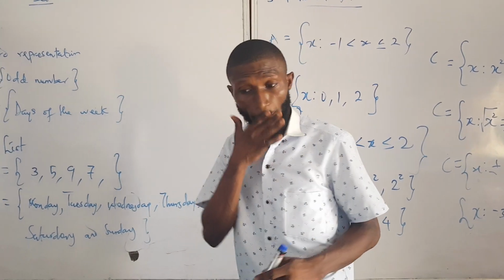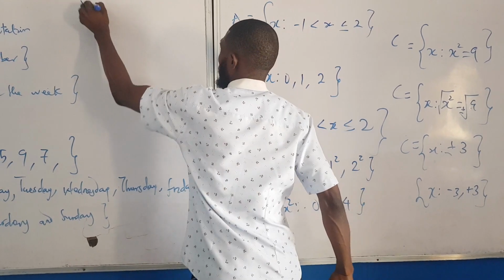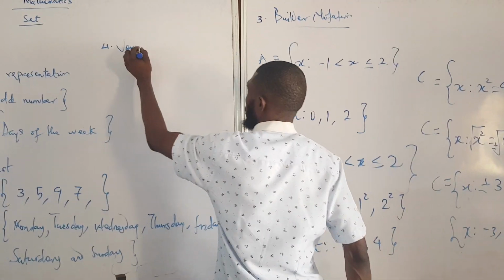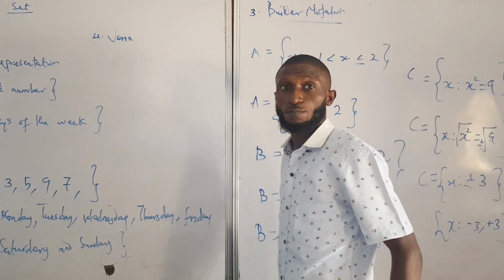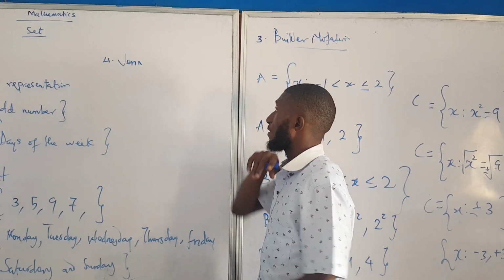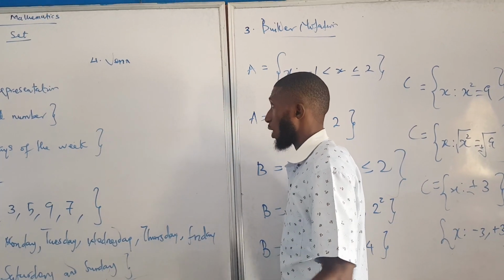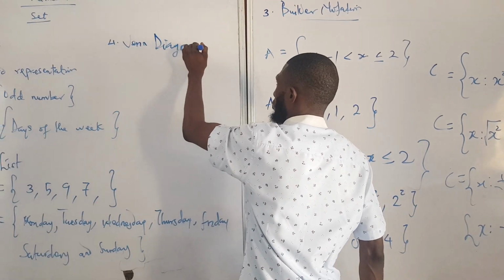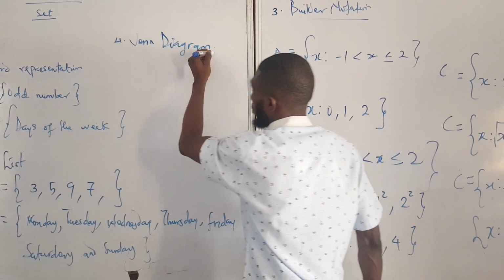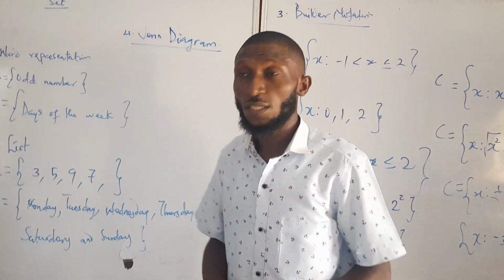The last one is the diagram method. This one too is a very popular one, the Venn diagram. It is the most popular diagram in this topic, developed by John Venn. And we have some rules too, or laws, like De Morgan's law. But in the diagram form, you will be given the diagram representation, and you are the one that will now bring out the members of the set.